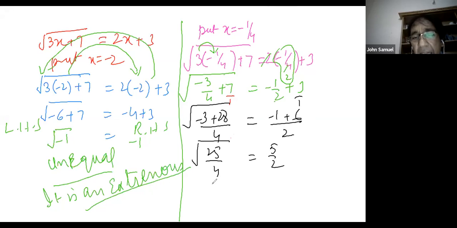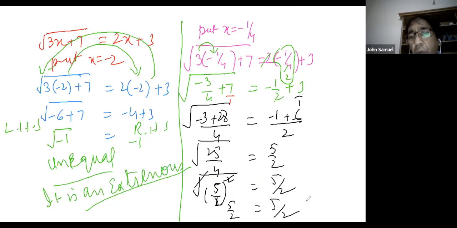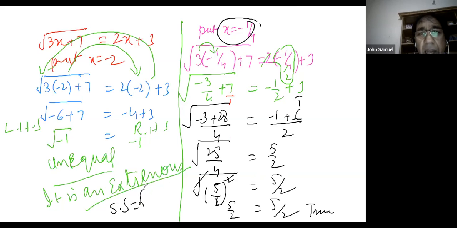So this radical sign we can remove. You know that it is 5/2, and then 5/2 is here, will cancel. So 5/2 is equal to 5/2. This is true for this one. So x equals -1/4 is the solution set. The other is not the solution set, as it does not make the equation true. So this is an extraneous one, whereas this one makes it true. So we can say this is the correct statement. So this is our solution set.